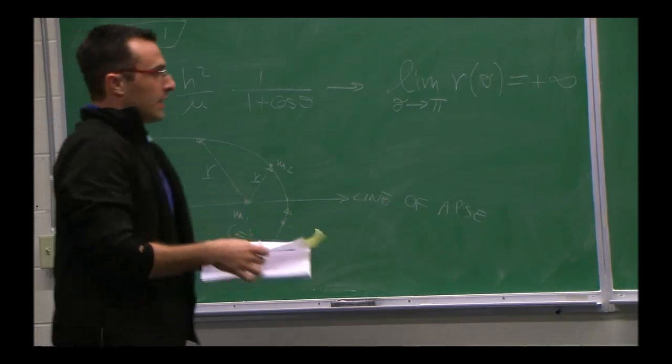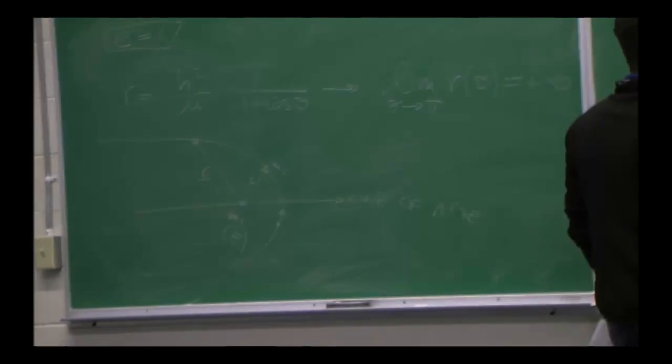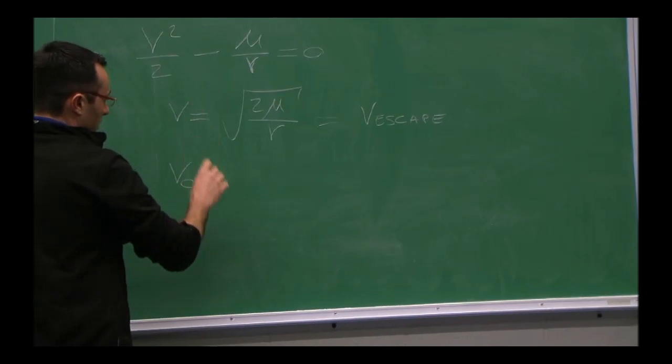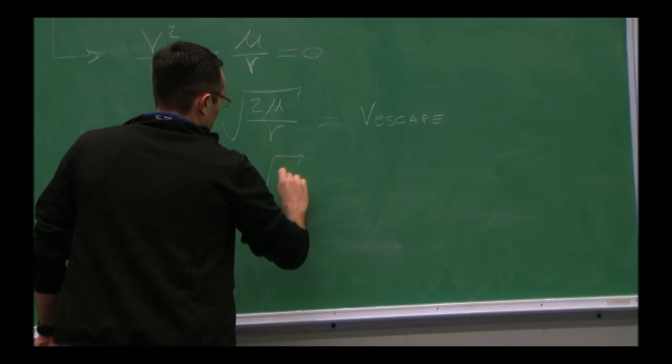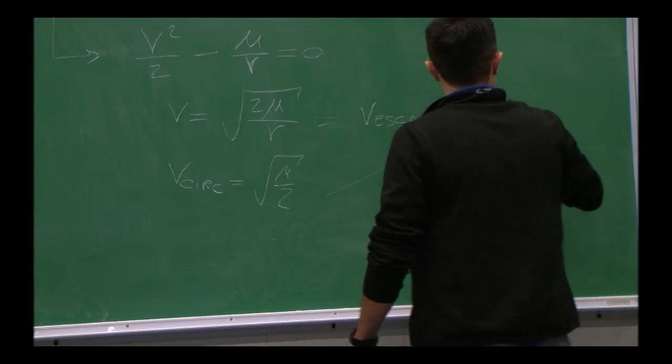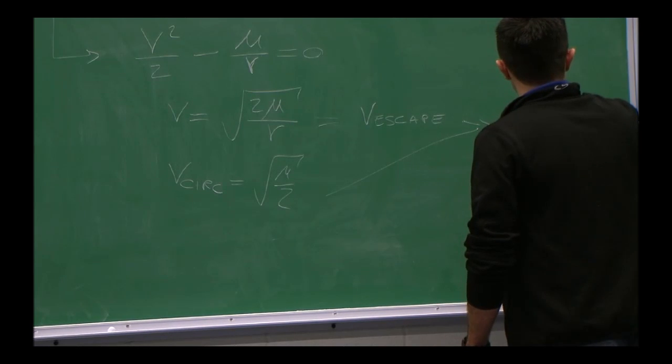That's the escape velocity. Now, one thing that we may find interesting is that if you recall the circular velocity, if you are in a circular orbit, is actually the square root of mu over r, right? So v escape from this is also square root of 2 times v circular.